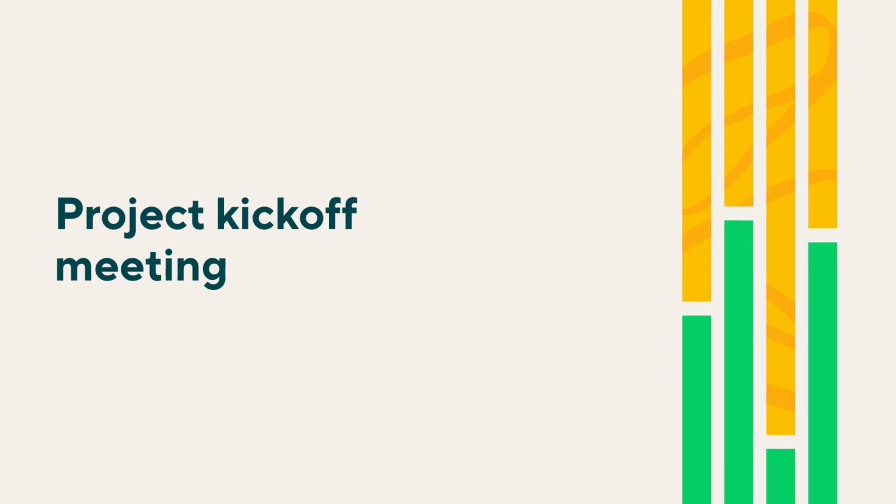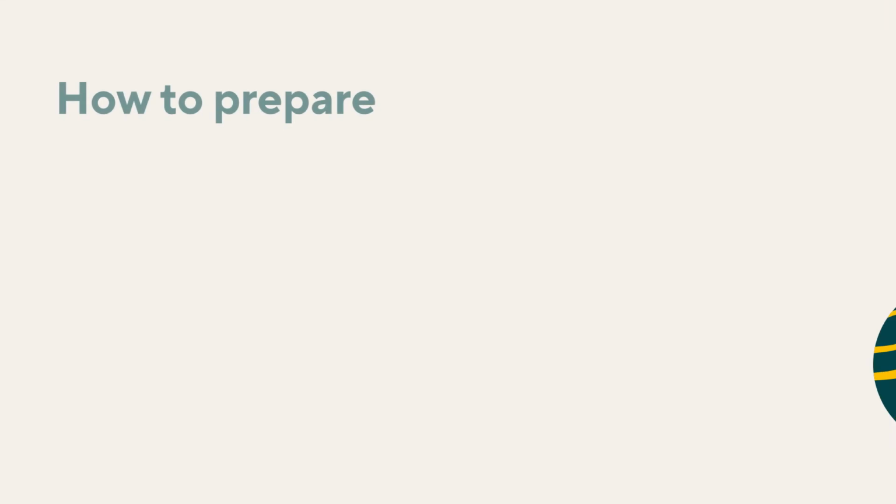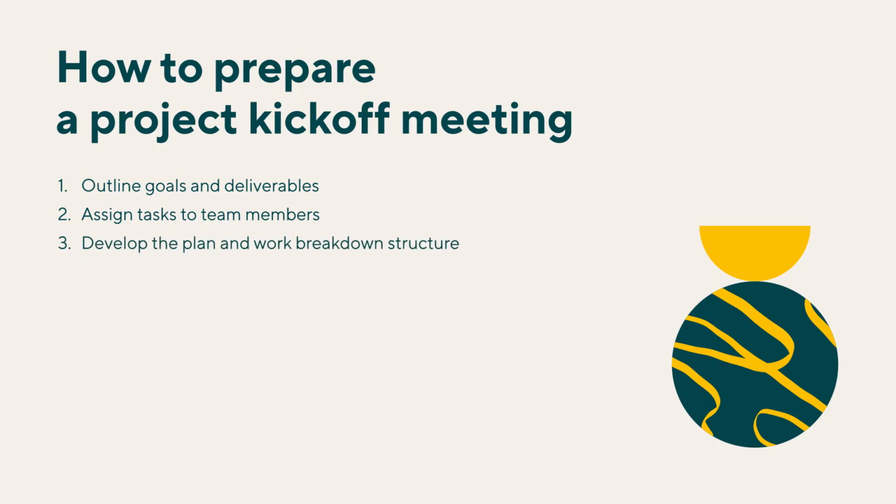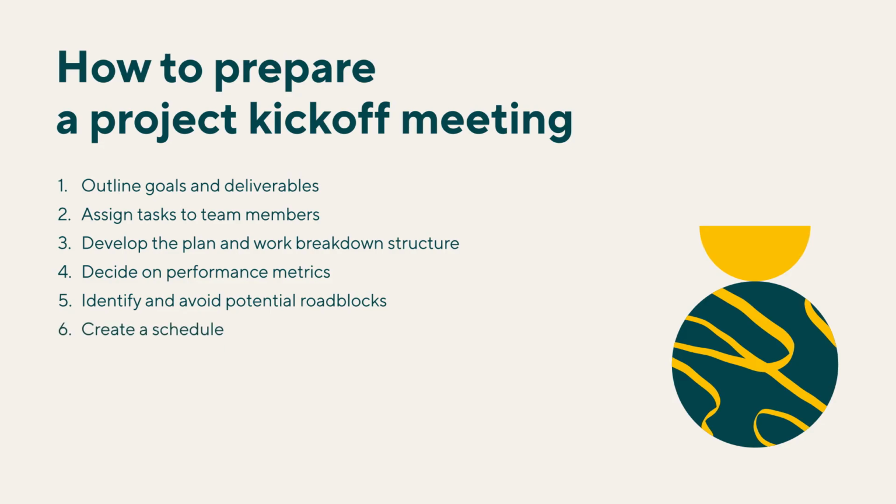Ahead of this meeting, the project manager will follow 10 steps. 1. Outline deliverables. 2. Assign tasks to team members. 3. Develop the project plan. This will involve fleshing out the work breakdown structure and the list of available resources. 4. Decide on performance metrics. 5. Identify roadblocks. 6. Create a schedule. 7. Choose a way to complete the project using a methodology. Examples include waterfall, agile, and Kanban.